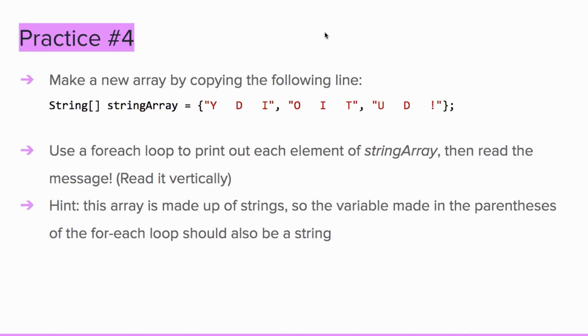Here's our last problem. Let's make a new array with the following line of code. Use a tab or 4 spaces between each letter in these strings. This question asks us to use a for-each loop to print out each element of string array. Then read the message that gets printed. You can pause the video here, work through the problem on your own, and resume the video once you have attempted or completed the problem.